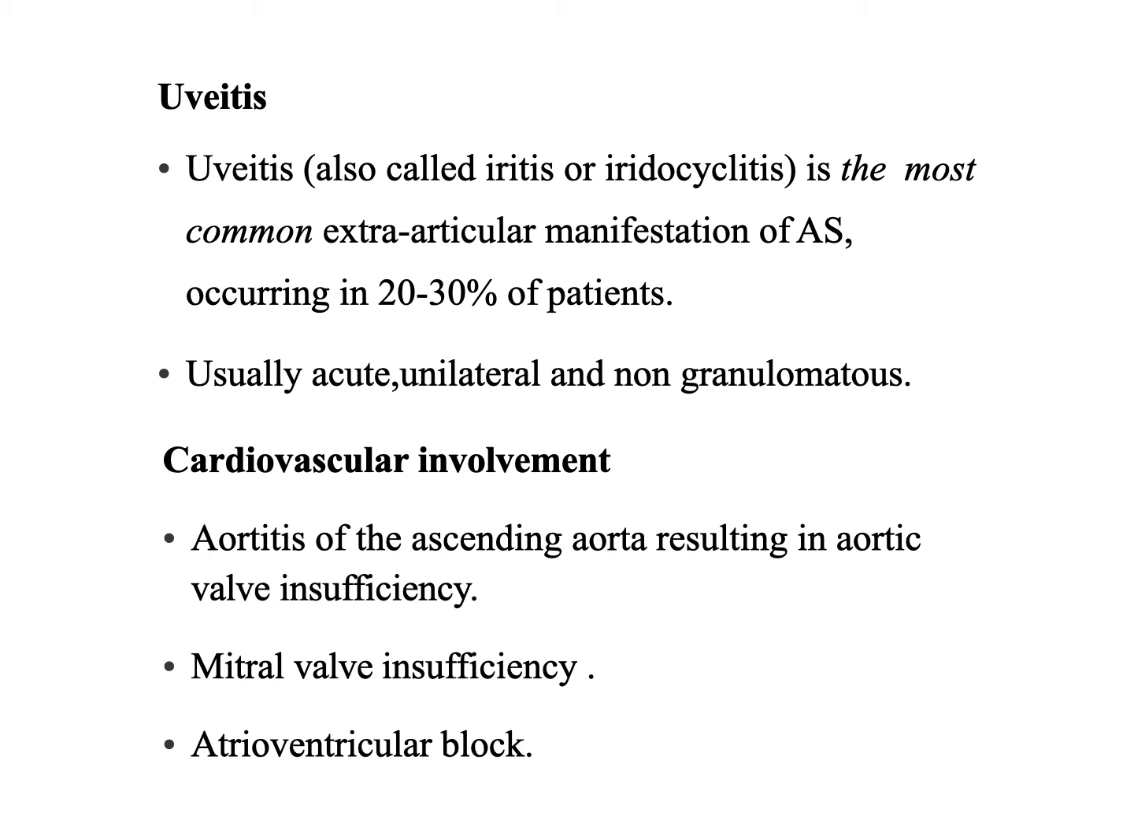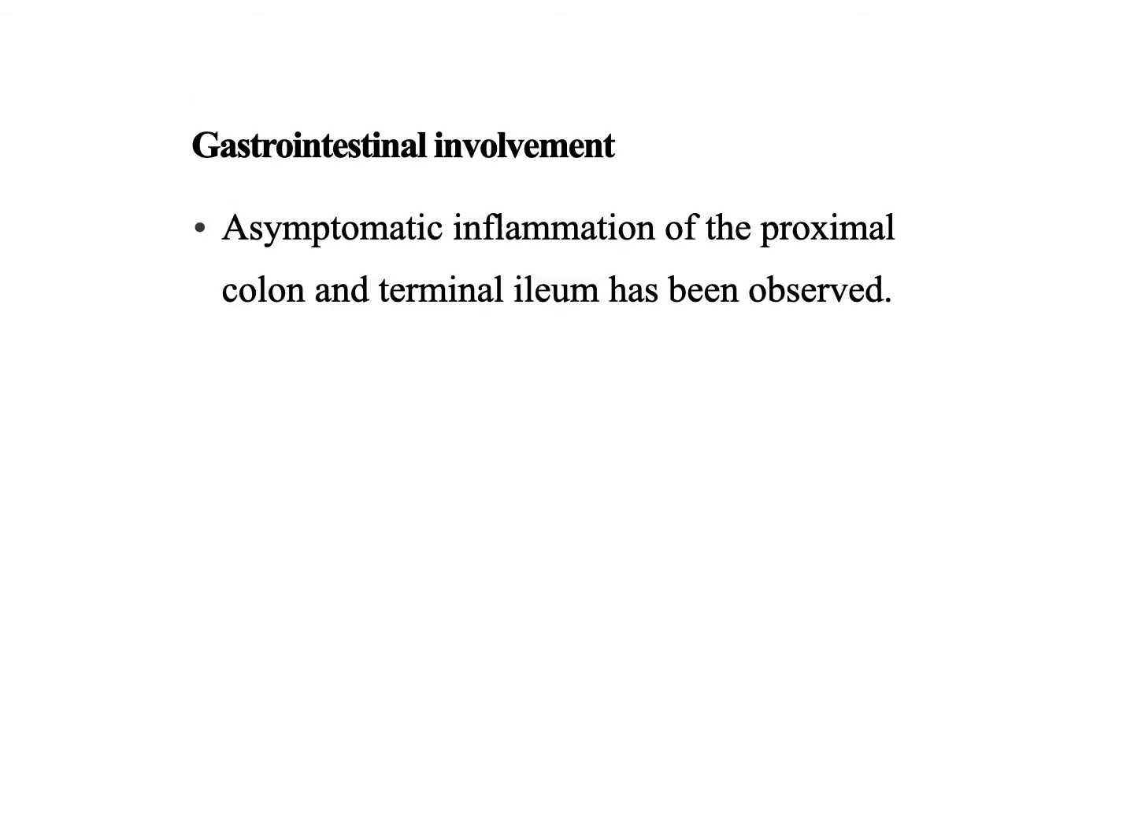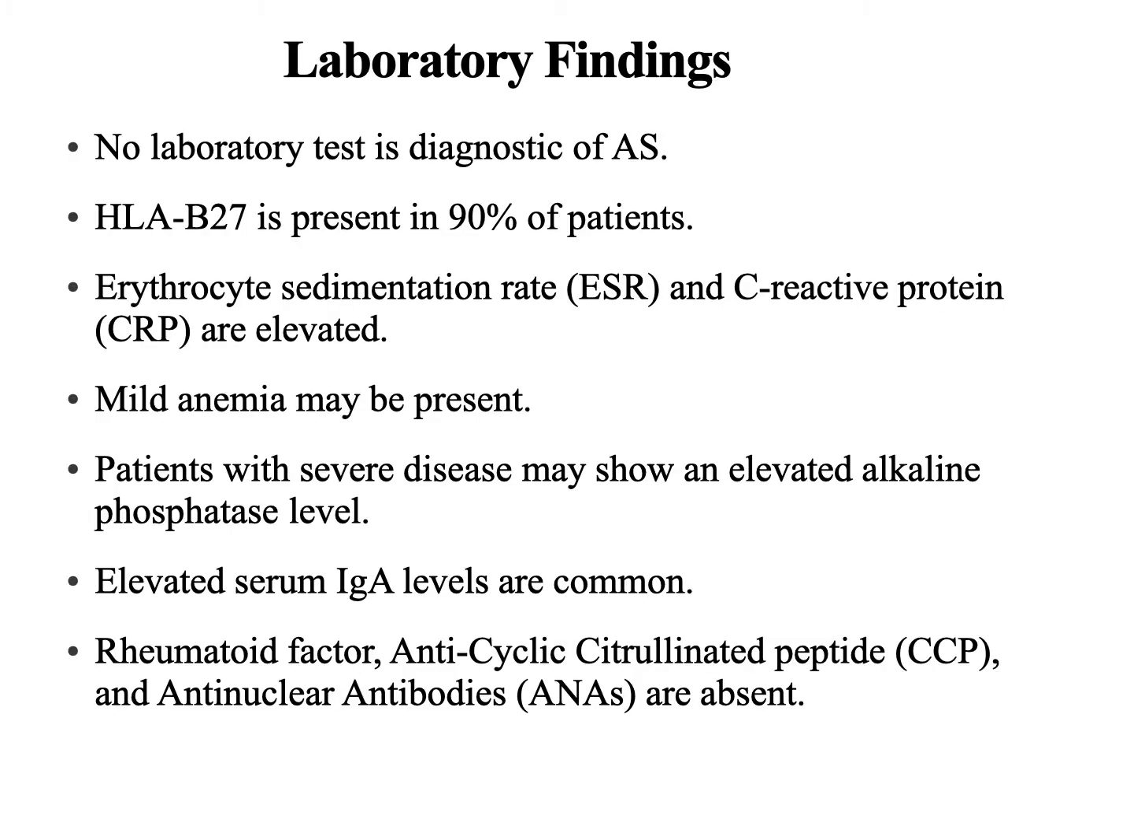Cardiovascular involvement includes aortitis of the ascending aorta resulting in aortic valve insufficiency, mitral valve insufficiency, and atrioventricular block. Pulmonary involvement includes restrictive lung disease and bilateral apical pulmonary fibrosis. Renal involvement includes amyloidosis, which is a very rare complication of ankylosing spondylitis in patients with severe, active, and long-standing disease. GI involvement includes asymptomatic inflammation of the proximal colon and terminal ileum, which has been observed.